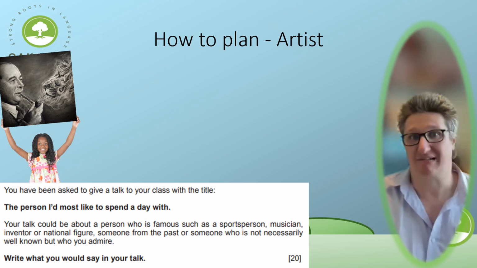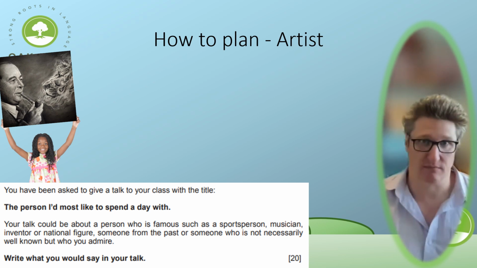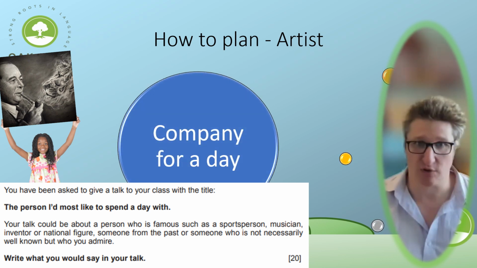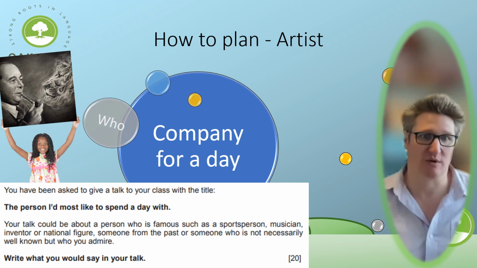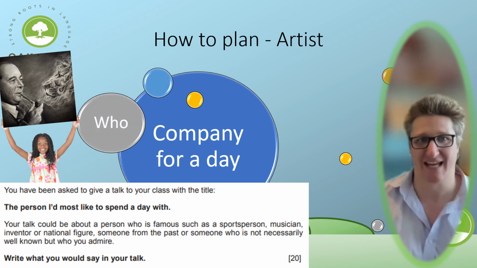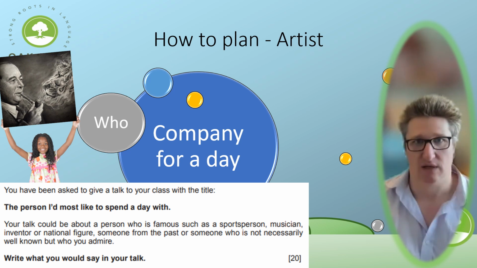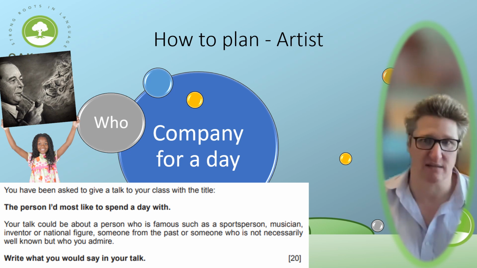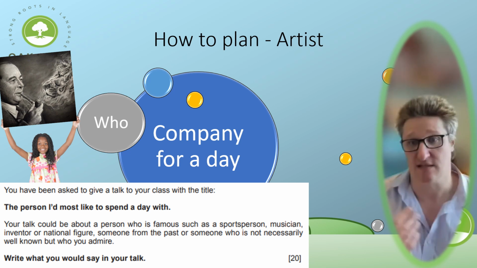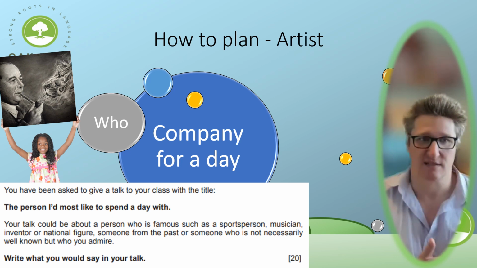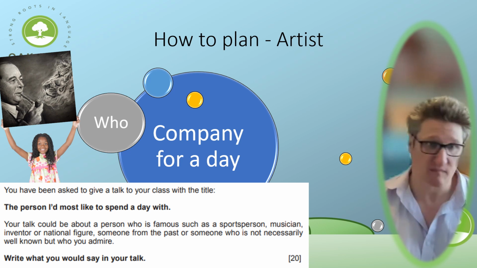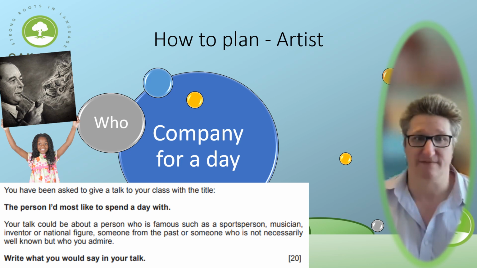You can outline your paragraphs, perhaps one on who. So you put company for a day in the middle. Perhaps you'd like to write one on who you want to spend that day with, and why it is you'd like to meet them. Who are they? For C.S. Lewis, for example, who is he? He's an Irish author who was educated in Oxford and wrote the Chronicles of Narnia, among many other fantastic and fascinating books.